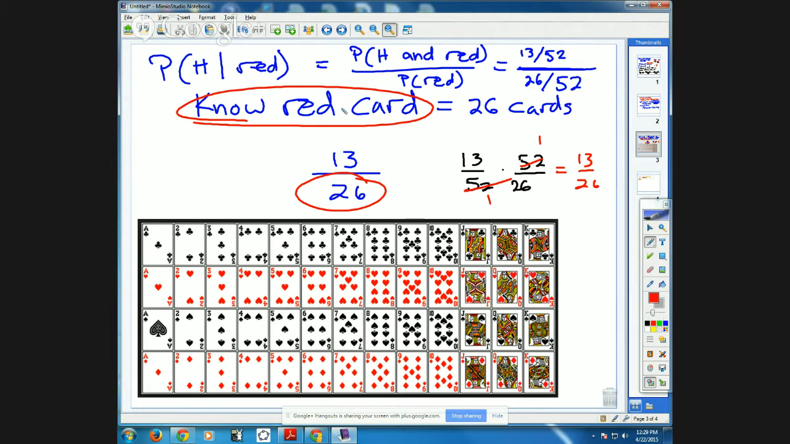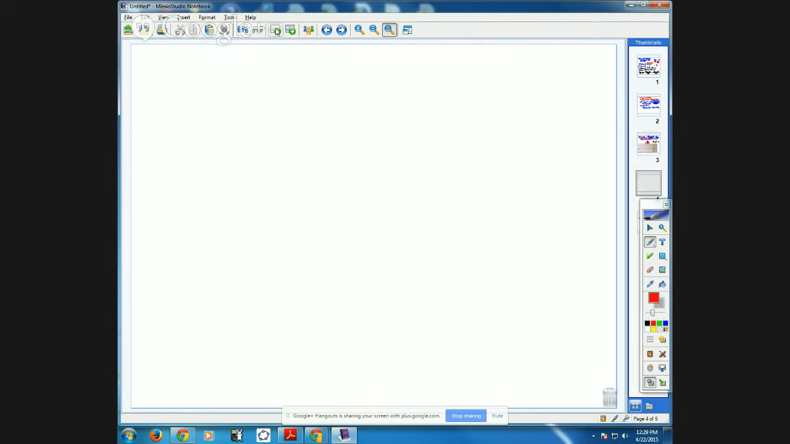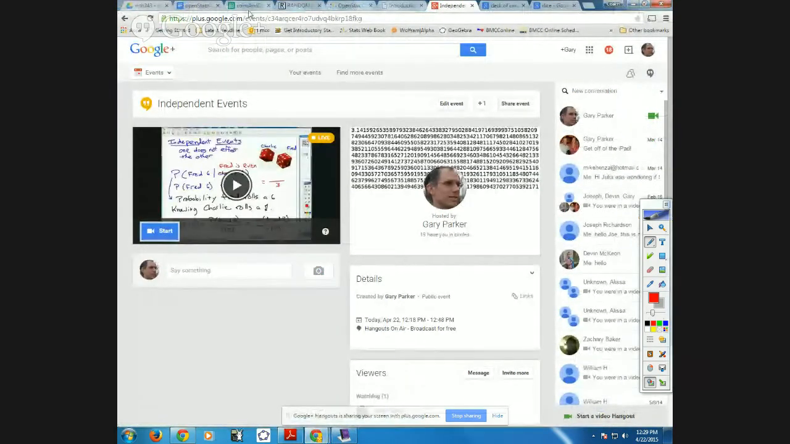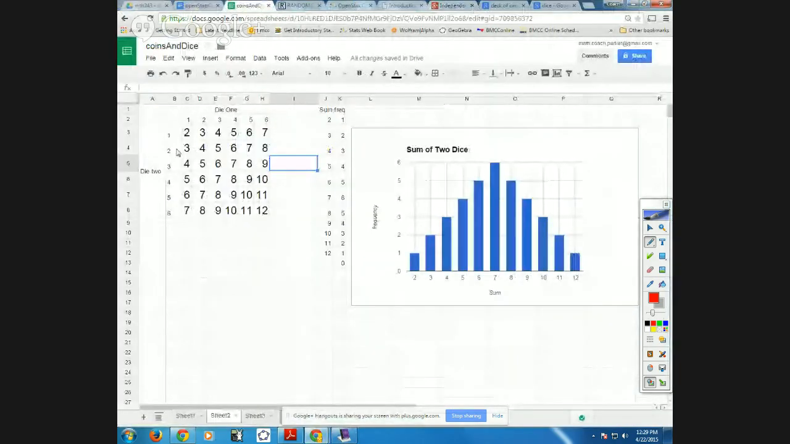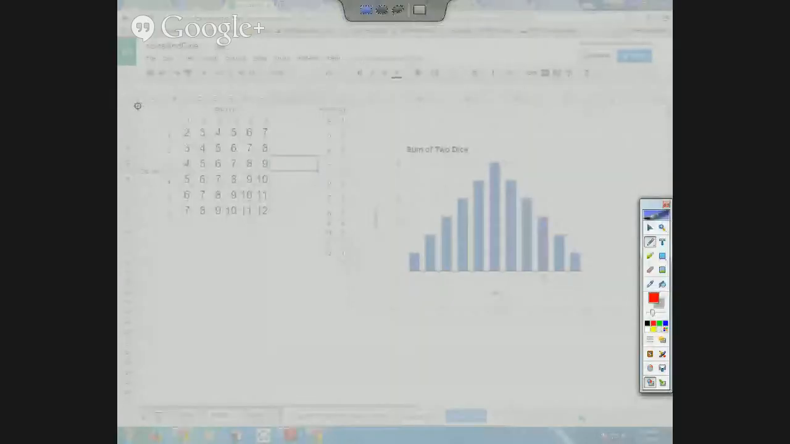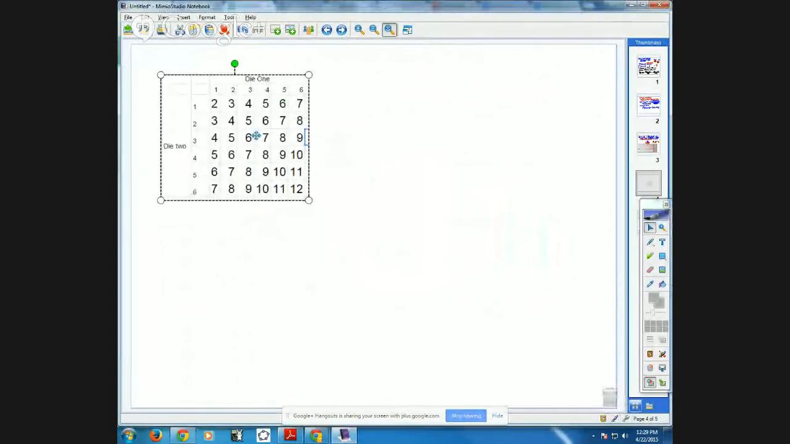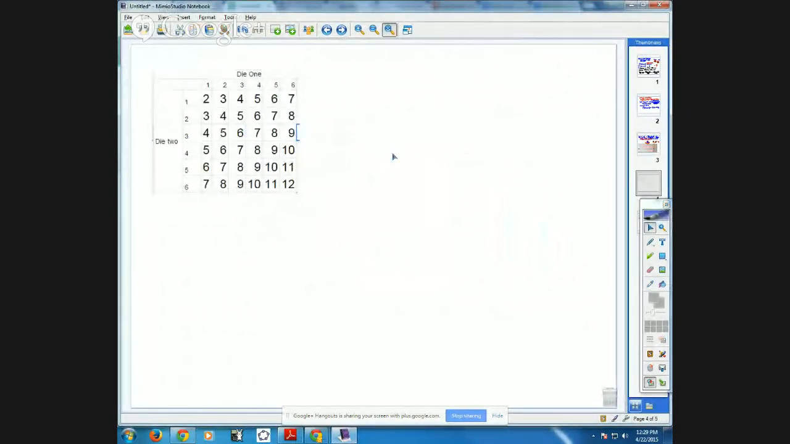Let's try another one with dice. So let's see, new screen. I was playing with dice the other day. Here we go, coins and dice. Let's snap that into my window. All right, so I have these two dice that I'm going to roll. Let's say this one up here is Fred, and this one right here is Charlie.